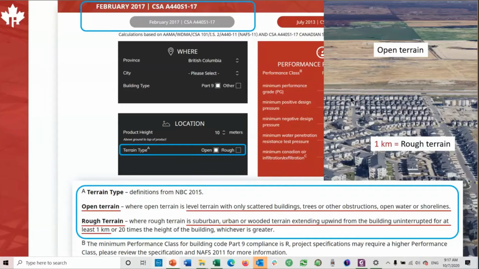So rough terrain is what you see in the lower part of this photograph, the other side of the highway from the prairie. Suburban, urban development. It's just that all of the buildings in this photograph are still in open terrain because they're just too close to open terrain for the wind to be any less intense in this area. According to the definition, you need to be at least 1 kilometer away from this road to actually be in rough terrain. So these are the terrain categories that we have in the code, and it's important to note which terrain you are in when you're using the calculator.